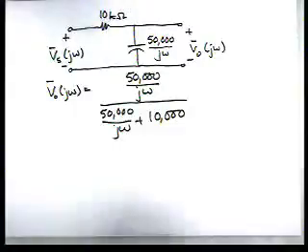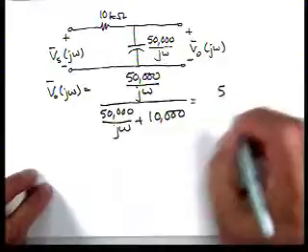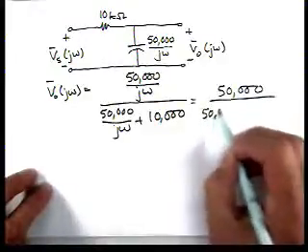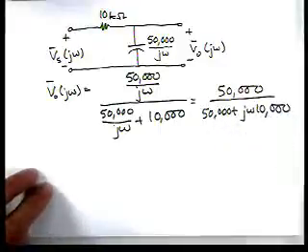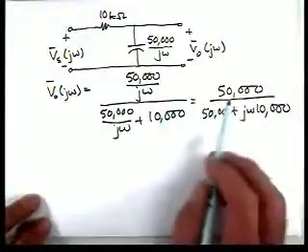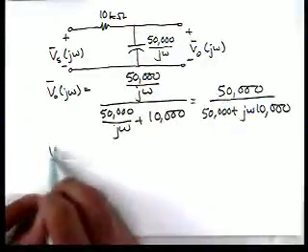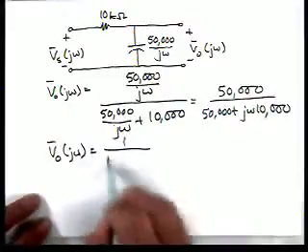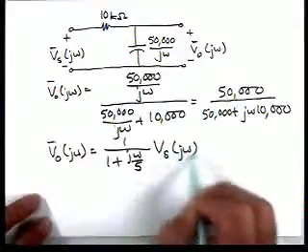Now if we multiply numerator and denominator by j omega, we have 50,000 divided by 50,000 plus j omega 10,000. And now let's convert it to standard form, and when we do that, let's divide the factor of 50,000 out of the numerator and denominator. Then we're going to get 1 over 1 plus j omega over 5 times Vs of j omega.